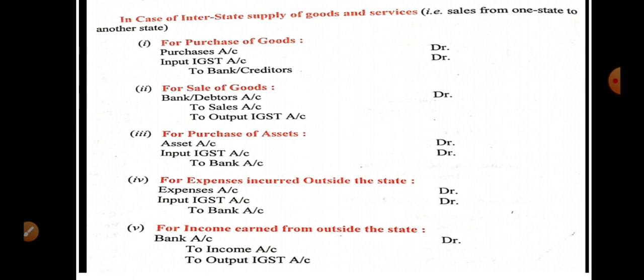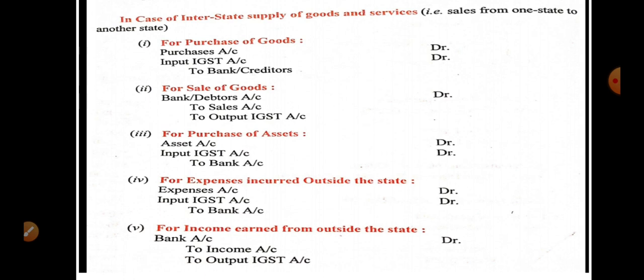We debit the input IGST even though we are paying some GST at the time of purchase. This is not our expense. This is an asset which we can set off or which we can recover back at the time of sale. To bank if we are purchasing through check, to cash if we are purchasing by cash payment, or to creditors, the name of the supplier or the creditor, if we are purchasing on credit.